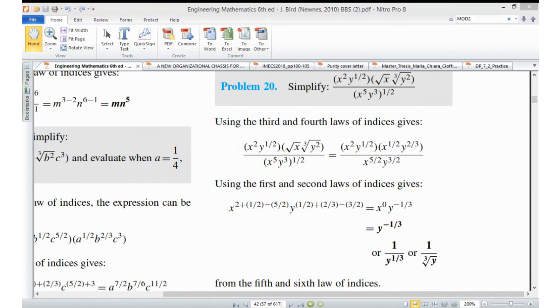So far, so good. Those examples summarize the rules of indices. We've not done application, we've just done plain rules.